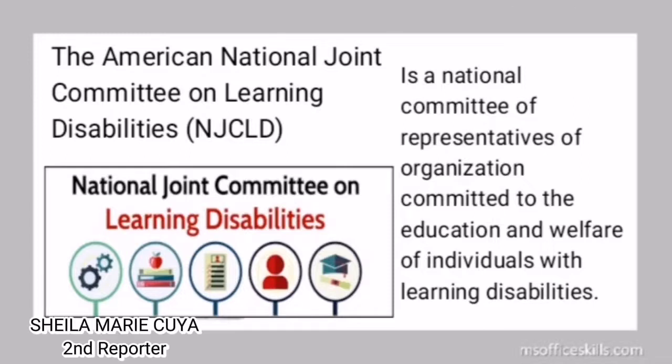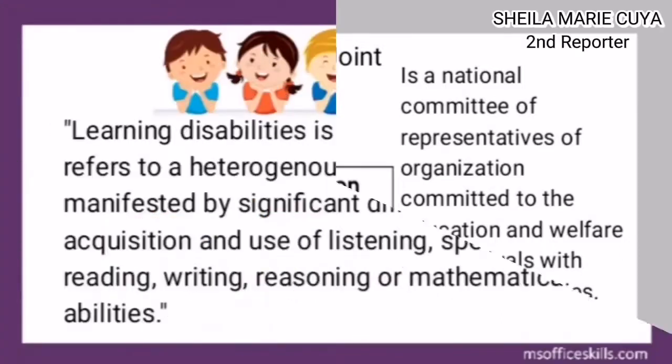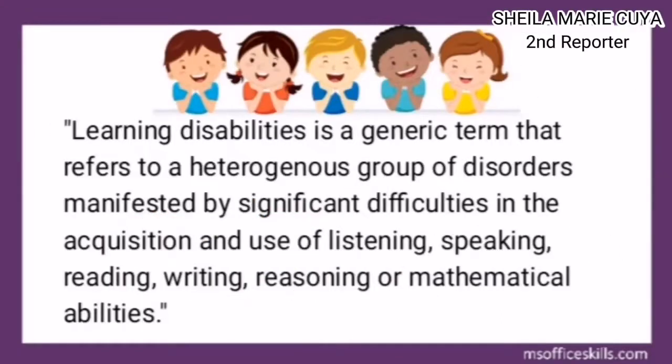And this organization issued and stated in 1989 that learning disabilities is a generic term that refers to a heterogeneous group of disorders manifested by significant difficulties in the acquisition and use of listening, speaking, reading, writing, reasoning, and mathematical abilities. These disorders are intrinsic to the individual and presumed to be due to central nervous system dysfunction. Learning disabilities may appear across the lifespan.